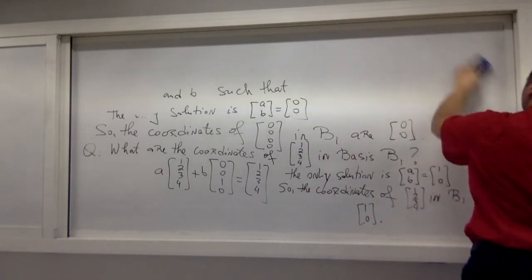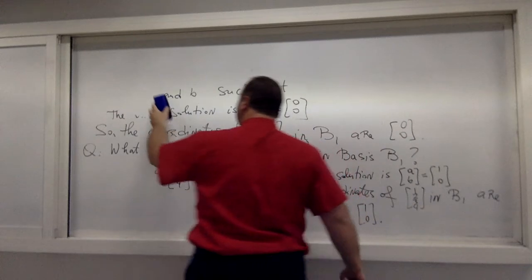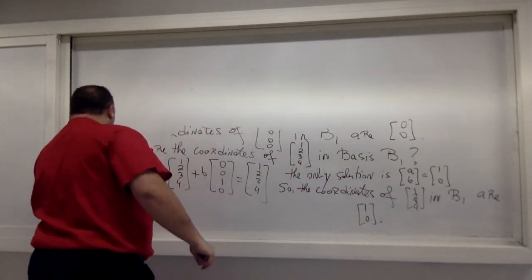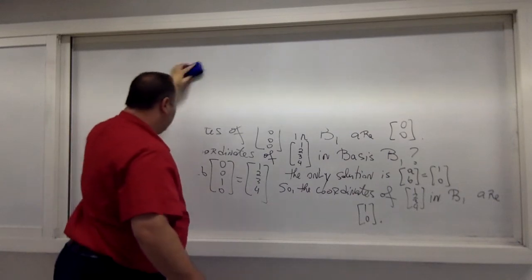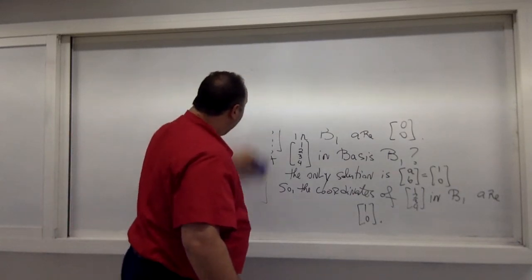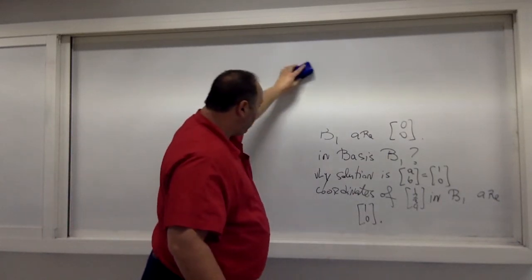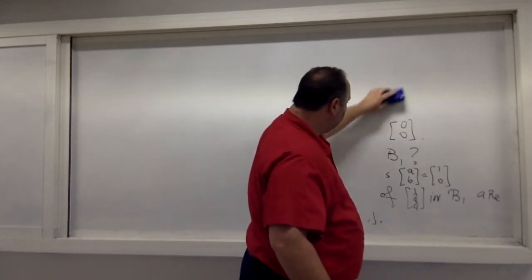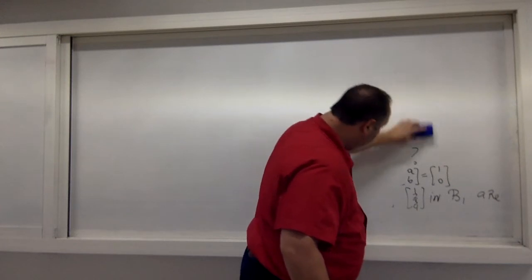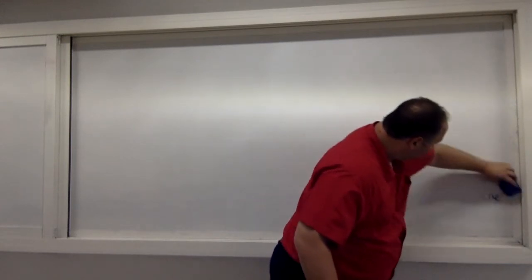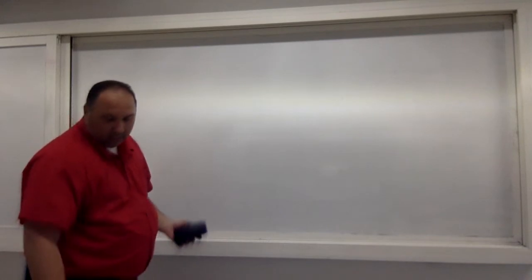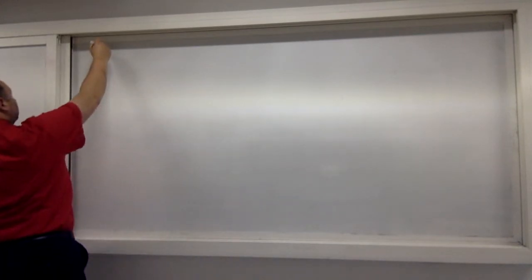Given a basis, given a vector, what are the coordinates of the vector in that basis? Now the second task, which is much easier actually, is I give you a basis and I give you the coordinates of a vector in that basis, and I ask you, what's the vector? So that's kind of obvious, it's easy. That's the second part.